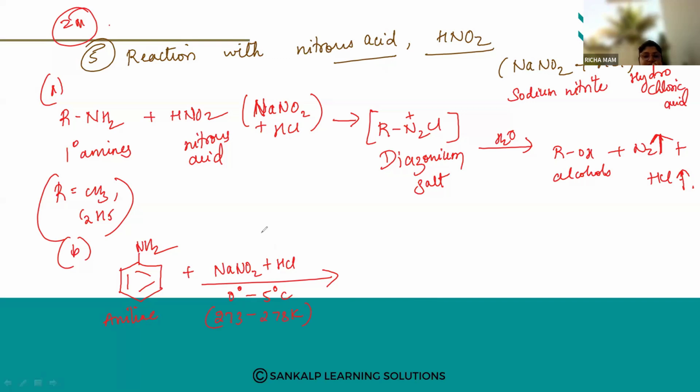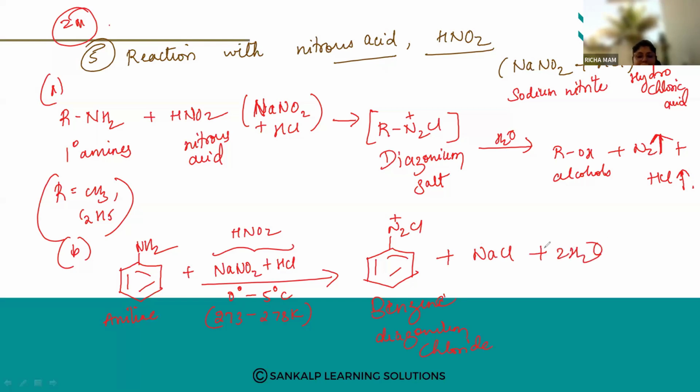So what are we going to get? From NaNO2 plus HCl, we are going to get nitrous acid, HNO2. Now, aniline, when it reacts with nitrous acid, what are we going to get? We are going to get the N2Cl group, a benzene diazonium salt. We are going to get benzene diazonium chloride, plus NaCl plus H2O.